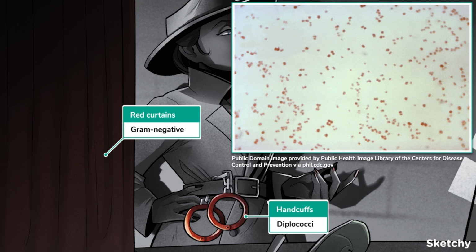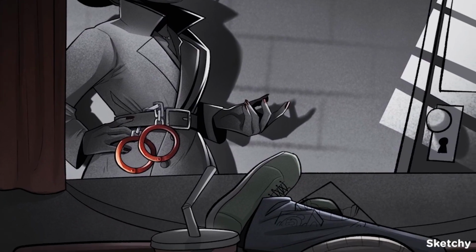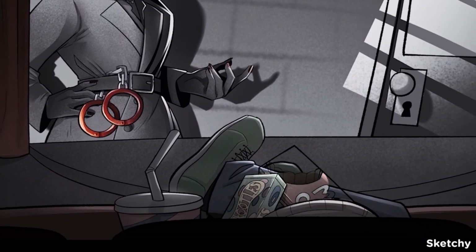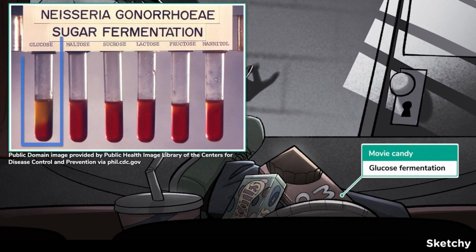Our star has an undeniable presence and signature style that makes her stand out from the pack. And in a way, so does Neisseria. It has some unique features that help us single it out. For one, both Neisseria meningitis and Neisseria gonorrhea can metabolize glucose, as presented here by this movie candy. But only Neisseria meningitis can metabolize both glucose and maltose.